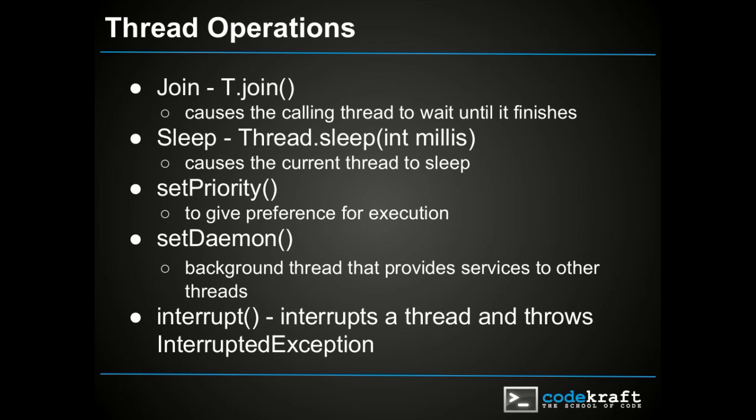Essentially it is to give preference for execution. Threads having higher priority will be given preference over threads with lower priority by the scheduler, which is scheduling these threads for execution. setDaemon is another property that you can set on a thread, which means that this is a background thread. A background thread has the property that if only background threads are remaining inside a JVM, then the JVM can exit, because their sole responsibility is to provide services to other non-daemon threads, and if those threads don't exist, then the JVM can exit.